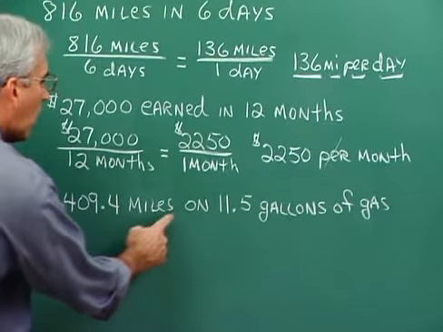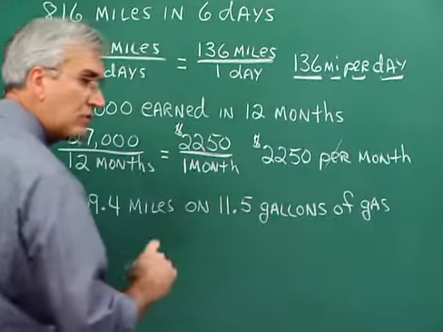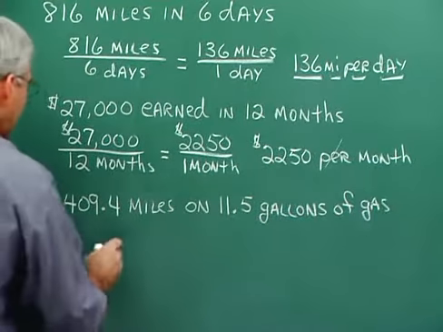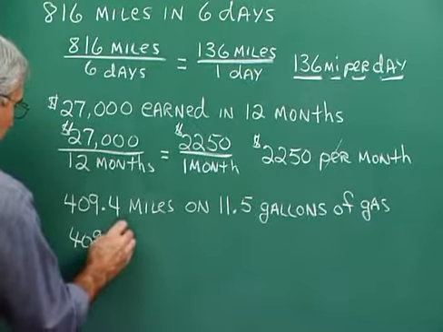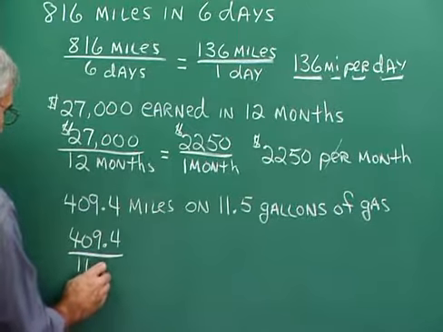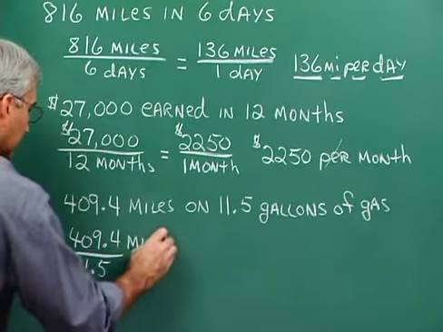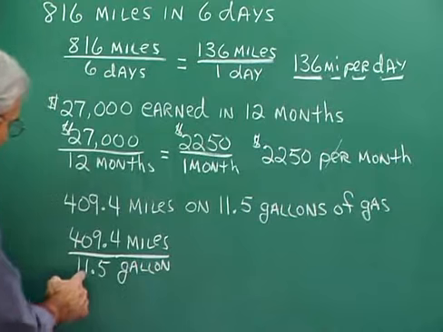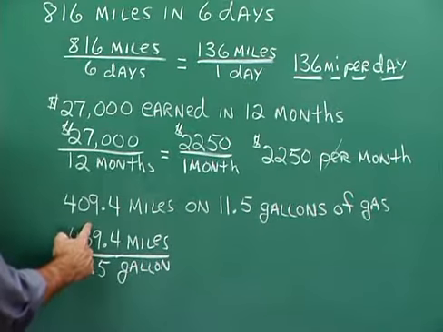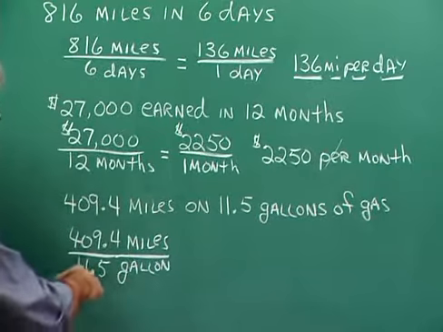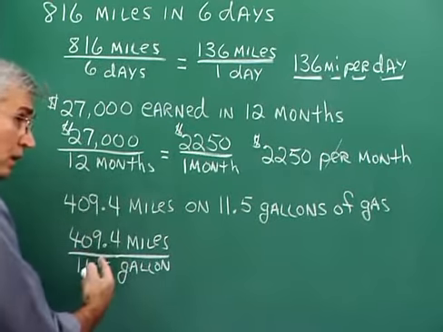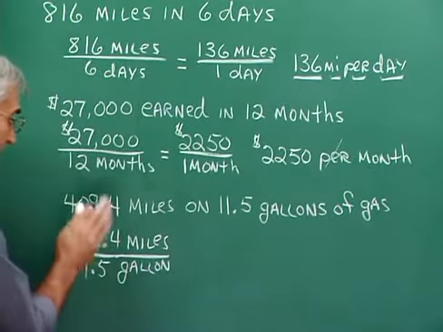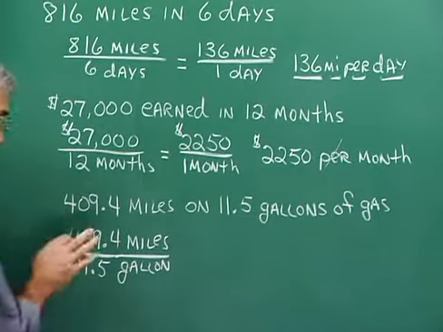For 409.4 miles on 11.5 gallons of gas, we want a unit rate, and that would be in terms of miles per gallon, you see. So we have 409.4 divided by 11.5. This is miles. This is gallons. And we go ahead and divide 11.5 into 409.4. And it may or may not go evenly. We'll just carry it out and estimate to a certain degree of accuracy, as we've seen before in division of decimals, and express our answer in miles per gallon. And that's all there is to it.